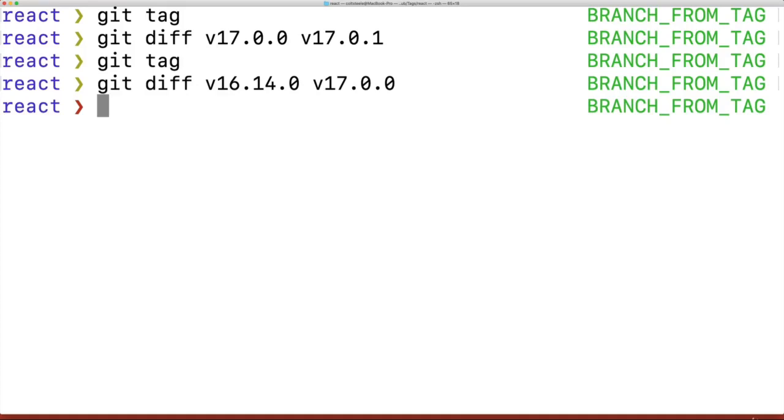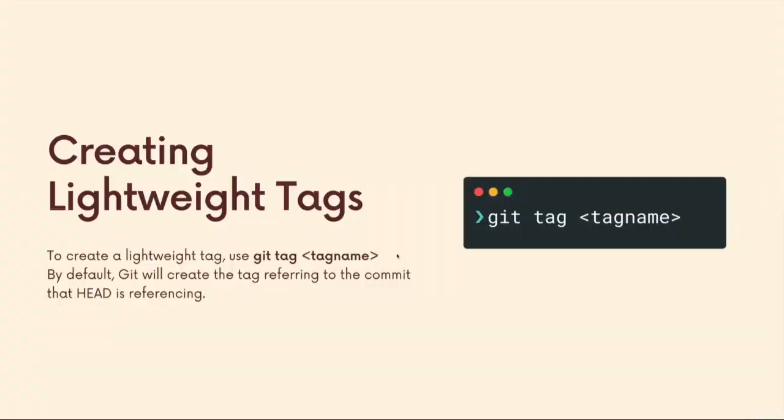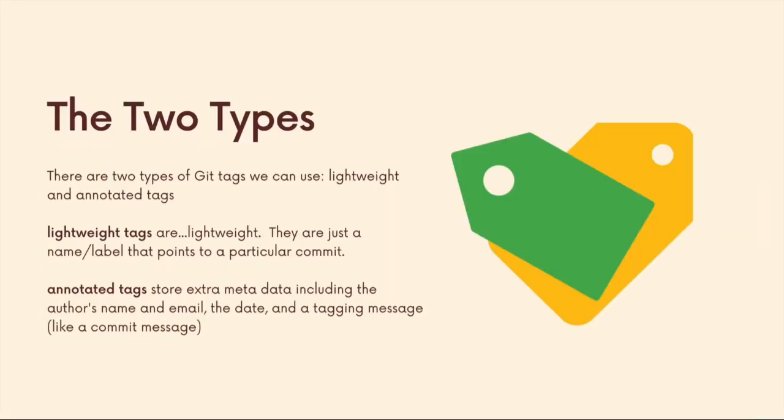The next thing, of course, is making tags. Next up, we'll talk about creating tags. Now remember, there are two different types of tags. We'll talk about both of them. They're both very easy to make. There's lightweight tags, which are just a piece of text referring to a commit. And then there are annotated tags that have additional metadata aside from just a name. They also include author's name and email, the date, and a detailed tagging message.